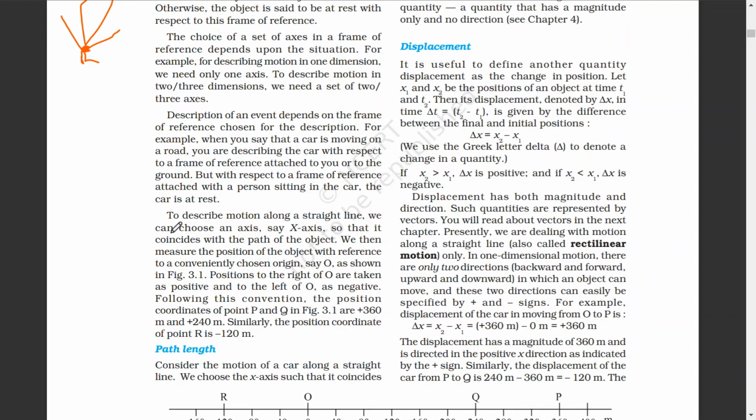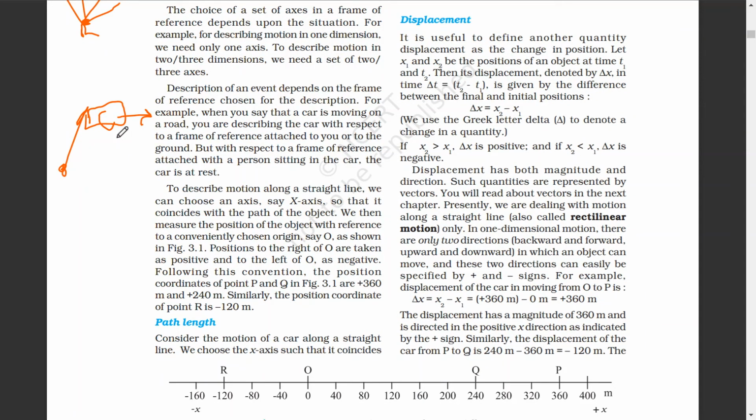But with respect to the frame of reference attached to a person sitting in the car, the car is at rest. So what it means is that when you are sitting with your parents in the car, and you observe the car from outside, then the car seems to be moving. But when you see your father and your mother, you will feel that they are at rest. But with respect to the outside frame of reference, your father, you, and your mother are all moving, right? So the frame of reference only describes motion, whether a body is at rest or in motion, right?